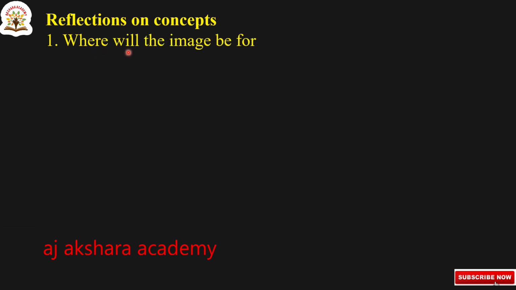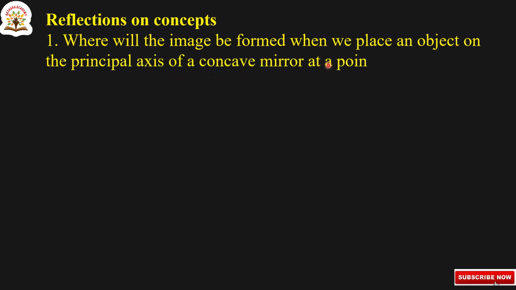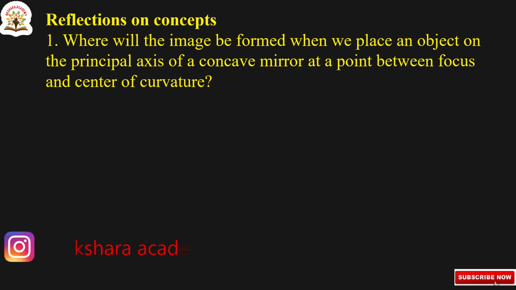First one: where will the image be formed when we place an object on the principal axis of a concave mirror at a point between focus and center of curvature? In this question, they are asking what the characteristics of the image are when we place an object between focus and center of curvature in the case of a concave mirror. Let us discuss.